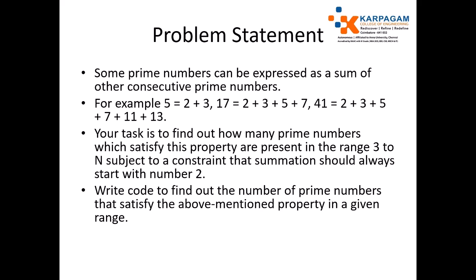Your task is to find how many prime numbers which satisfy this property are present in the range 3 to n, subject to a constraint that the summation should always start with the number 2. Write code to find out the number of prime numbers that satisfy the above mentioned property in a given range.